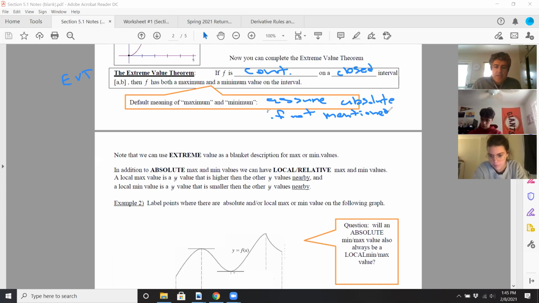Okay, so again, note that we use extreme value as a blanket description for max and min values. If you don't see the word absolute, you assume the highest and lowest point. But we have to get a little more detailed here sometimes, because there are also things called local extreme or relative extreme values. Local and relative mean the same thing. Some people like to say local, some people like to say relative. I use both interchangeably. So there's also something called a local or relative min or max. What does that mean?